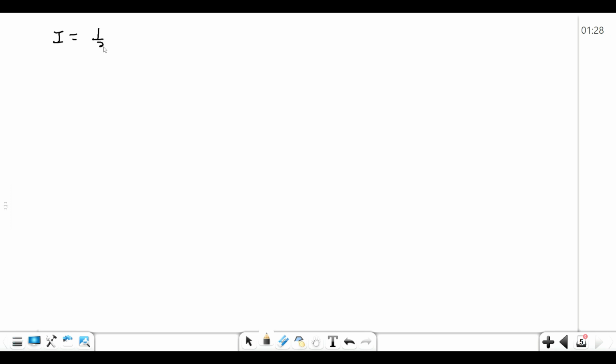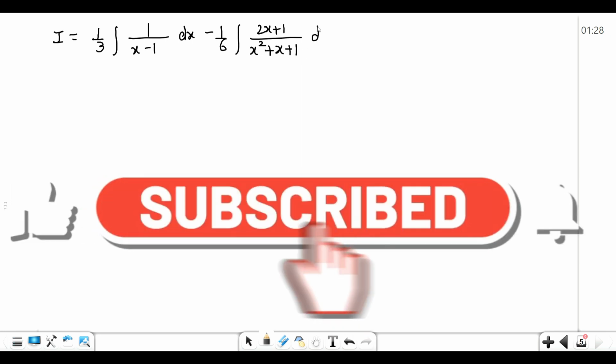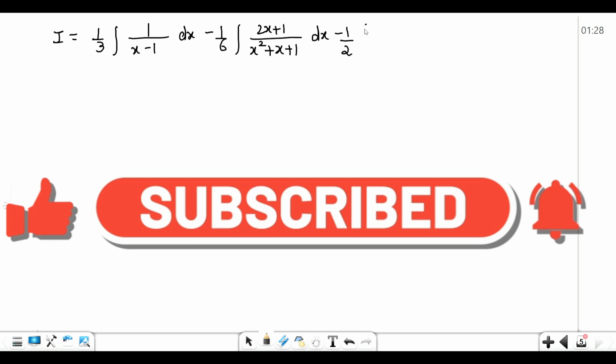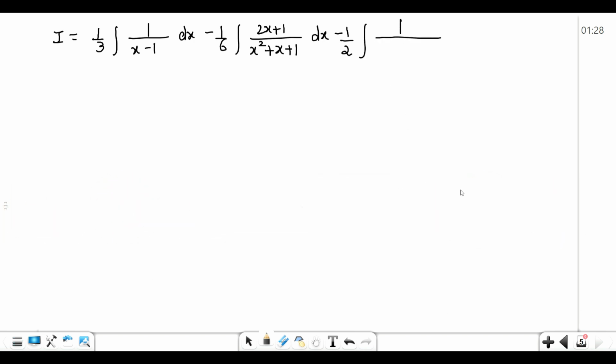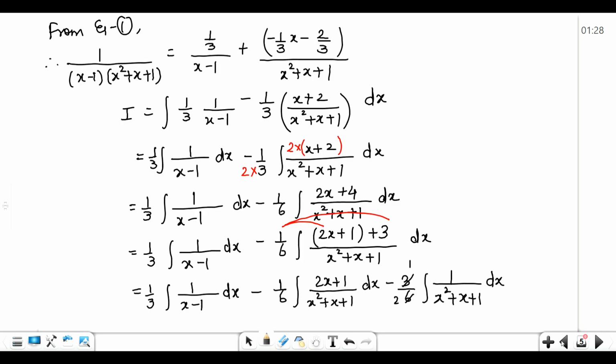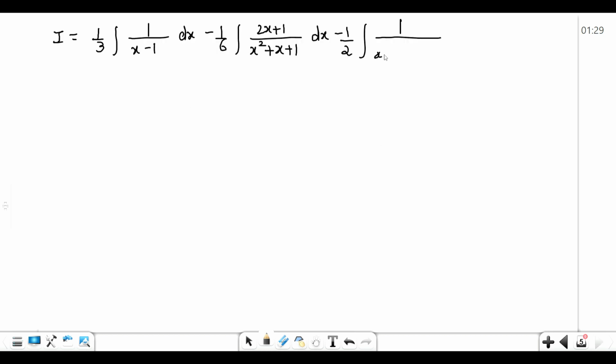I is equal to 1 by 3 integration of 1 upon x minus 1 dx, minus 1 upon 6 integration of (2x plus 1) upon (x square plus x plus 1) dx, minus 1 upon 2, and the third term. So the value of the third term will be half into the coefficient of x, the whole square. The coefficient of x is 1, so half multiplied by 1, the whole square, comes out to be 1 by 4. So here we'll write x square plus x plus 1 by 4 minus 1 by 4 plus 1 dx.